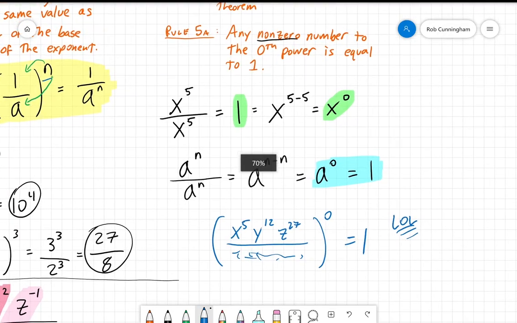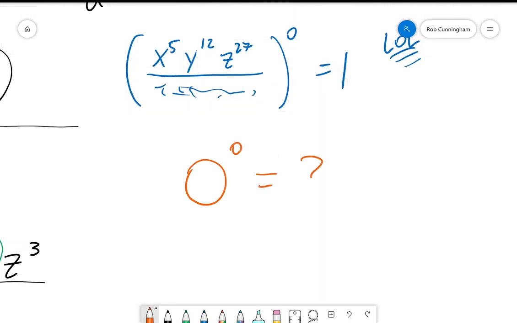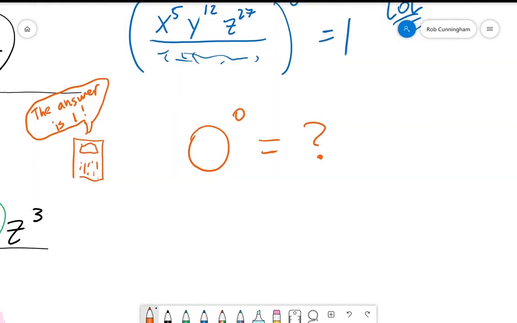Now, I do want to address 0 to the 0 really quick, because if you plug this into your calculator, I'm pretty sure your calculator will say 1 if you plug it in there. The problem is, if you say 0 to the 0, you're essentially saying, based on our rules, 0 to the, let's say, 1 minus 1 power, right? Which means 0 divided by 0. And there's your problem right there.